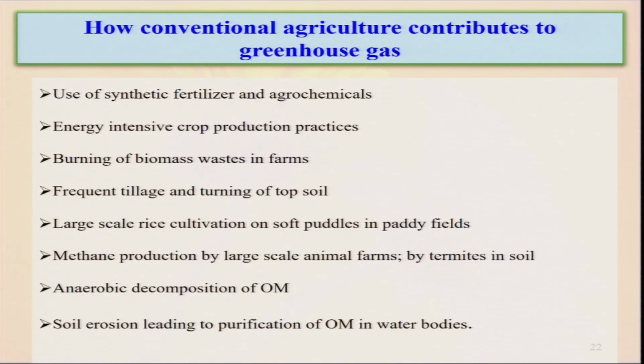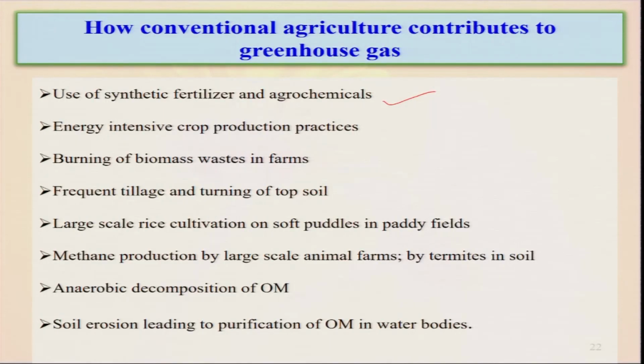So how our conventional agriculture contributes to more and more greenhouse gas emission. Although agriculture is emitting less greenhouse gases as compared to other industrial sectors, there is a contribution. So we want to know which conventional agricultural practices lead to more GHGs. Now one is synthetic fertilizer and agrochemicals. Whenever we produce synthetic fertilizer, we need lots of energy and fossil fuels. Similarly, whenever applying this fertilizer in our field, mainly nitrogen, nitrous oxide is emitted.